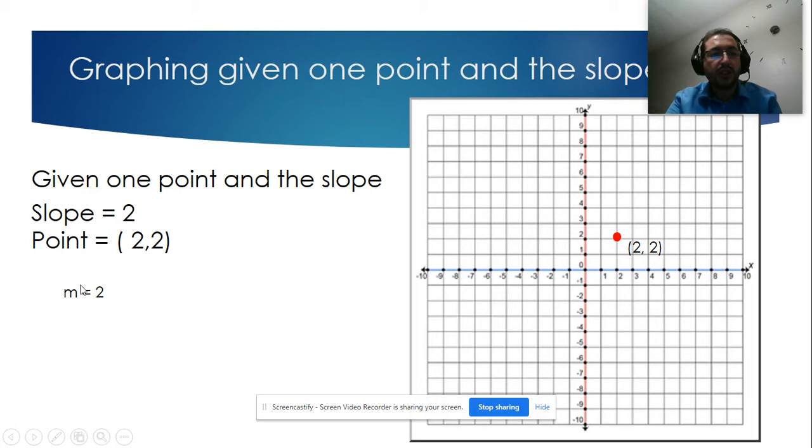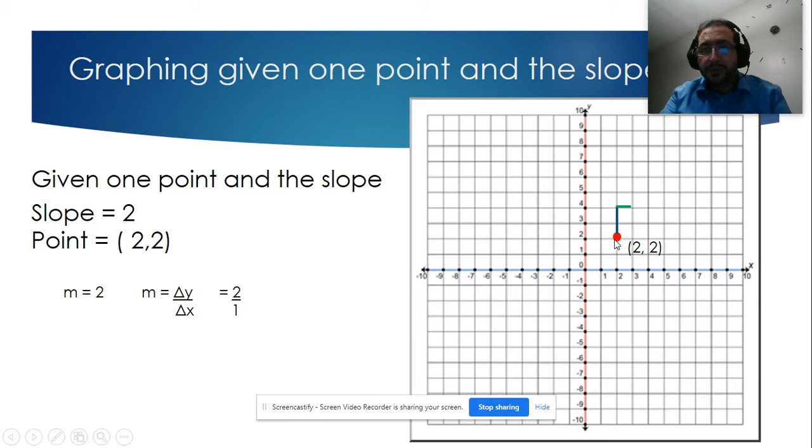Using the slope, which is 2, we know the slope is the change in y divided by the change in x, which in this case means the change in y will be 2 and the change in x will be 1. So this 2 means on the y, I'm going to move 2 units up because it's positive. And then on the x, the change in x will be 1, which means 1 unit on the x.